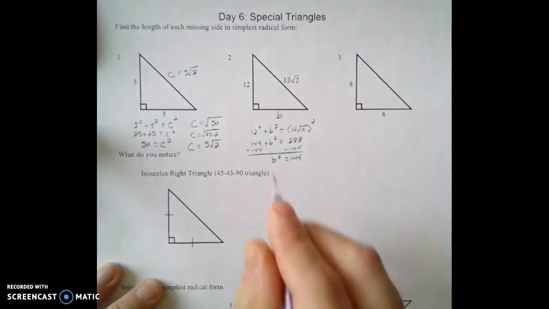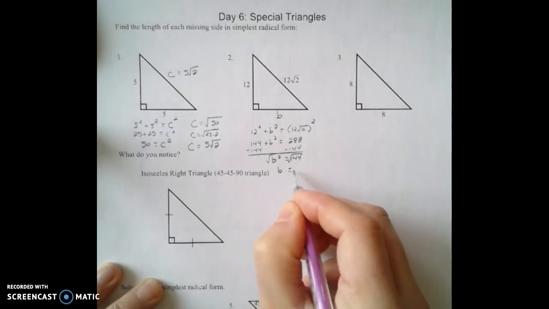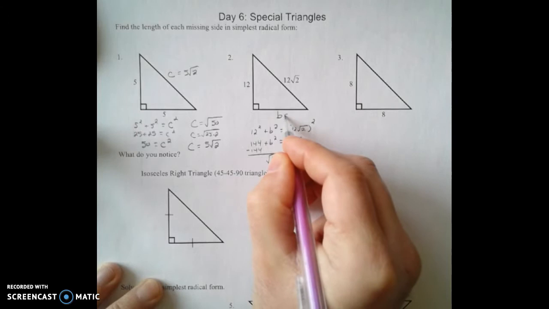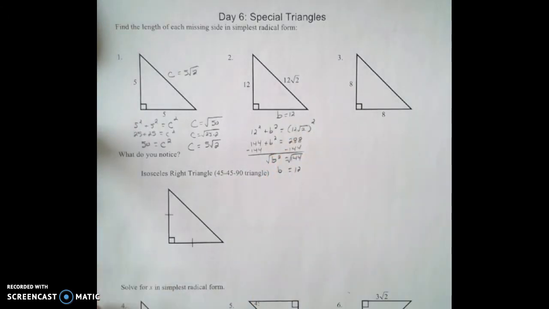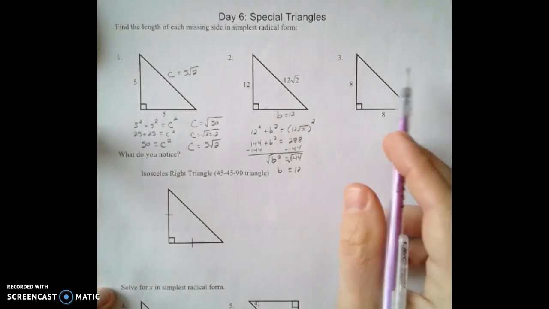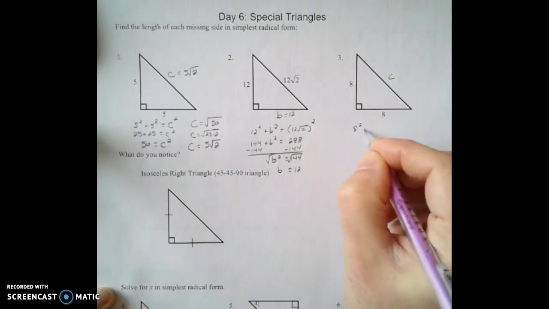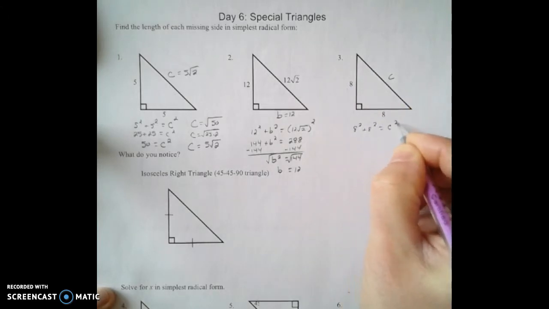When I take the square root of each side, that's going to give me an answer. b is equal to 12. So this side right here must also be 12. In my last example, again, I know both of the legs here are equal to 8, and I'm looking for my hypotenuse, which again I'll call c. 8 squared plus 8 squared equals c squared.